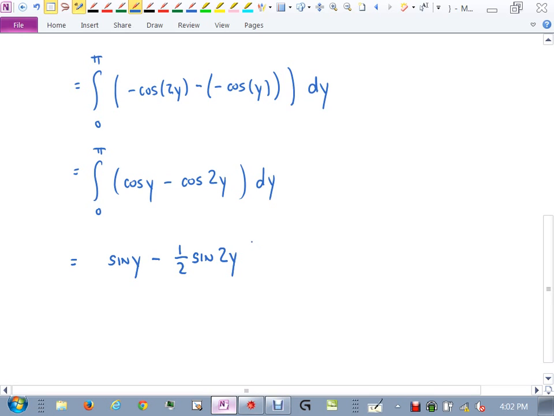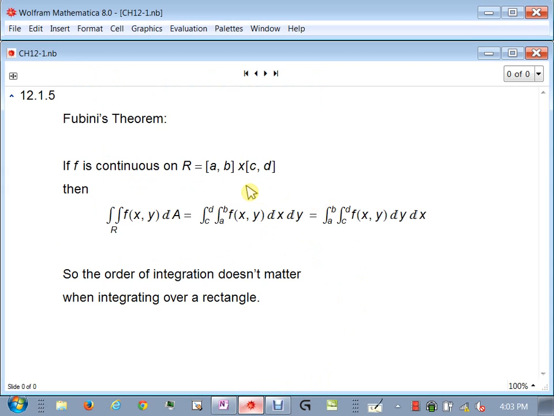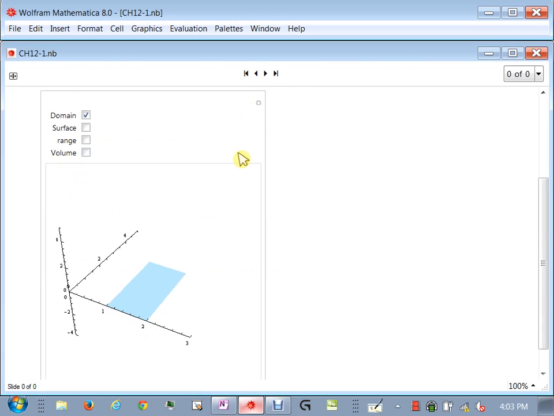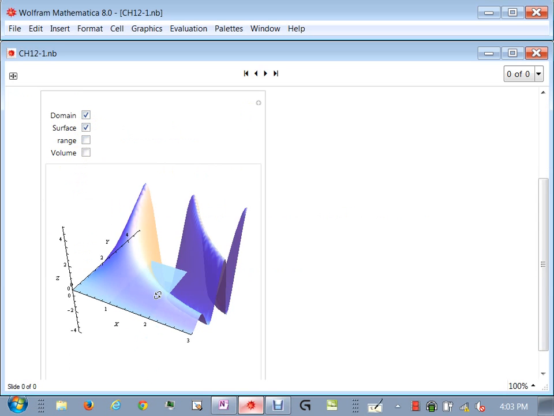Yes, we took Cal 2 for a reason. And then 0 to pi. And you get nothing. For nothing. All for nothing. But geometrically, there's some weird stuff happening, because if you look at that surface, this is what it looks like.